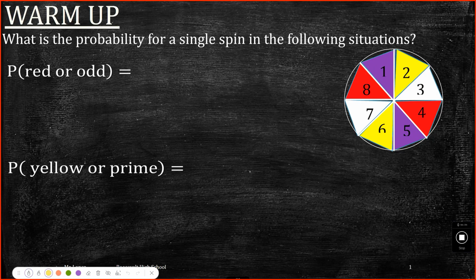What's the probability for a single spin in the following situations? You guys got the numbers 1 through 8 listed on the spinner, and then you got the colors. You got 2 red, 2 white, 2 purple, 2 yellow. All right. So what is the probability for a single spin?